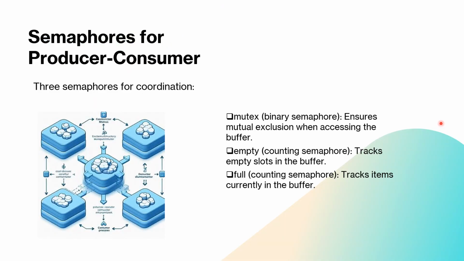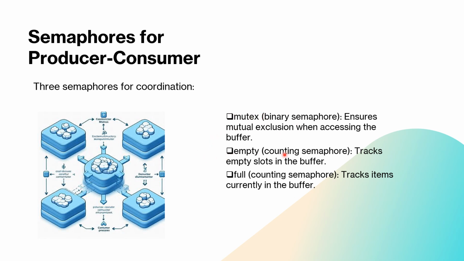Semaphores for producer-consumer. There are three semaphores for coordination or synchronization between processes. The first one is mutex. It is a binary semaphore. It ensures mutual exclusion when accessing the buffer. For example, if producer P1 is accessing the buffer, then P2, P3, P4 or all other producers are not allowed to access the buffer. Or if after P1, then only C1 is allowed to enter the buffer area, not any other C2, C3 or C4. So this is what mutex does. It helps us in mutual exclusion.